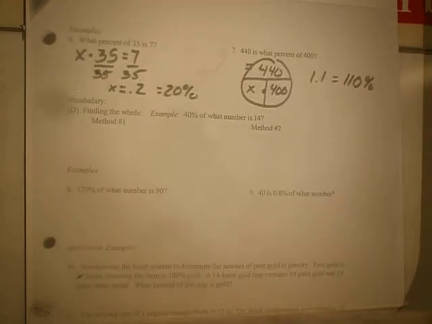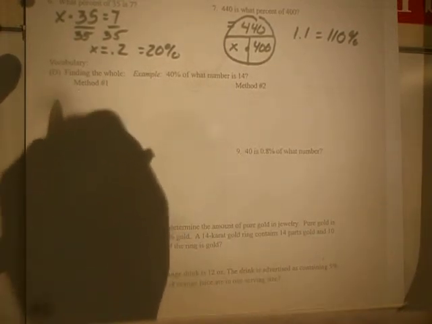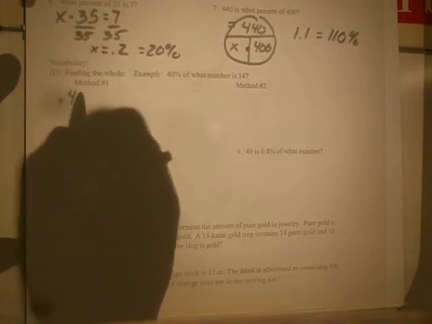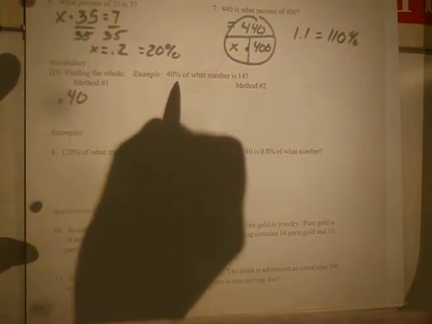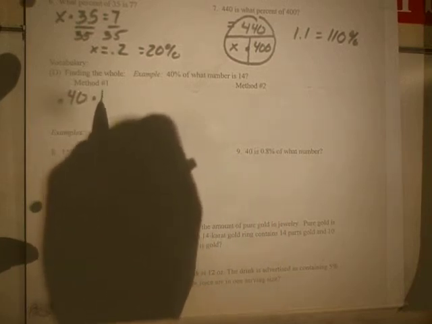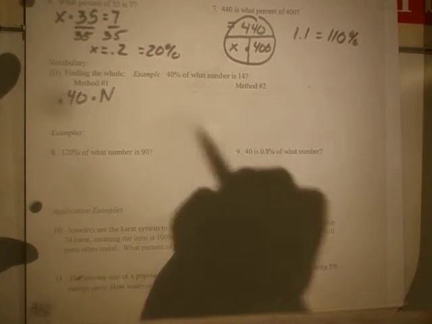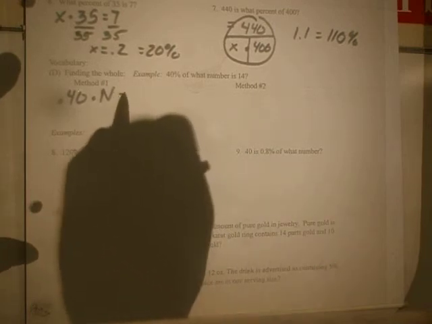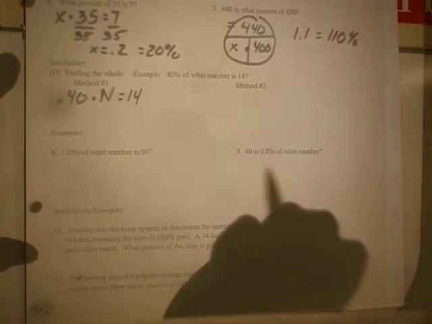And the third type, finding the whole. 40% of what number is 15? First way is to just translate this mathematically. 40% is 0.4. Of becomes multiply. What number, I'm going to call it n, is 14.